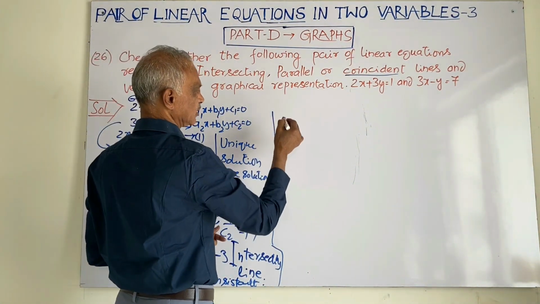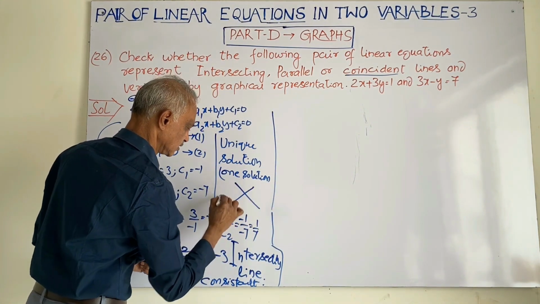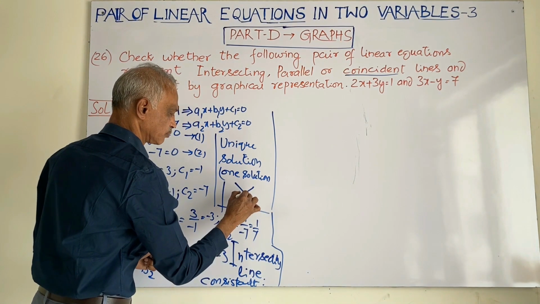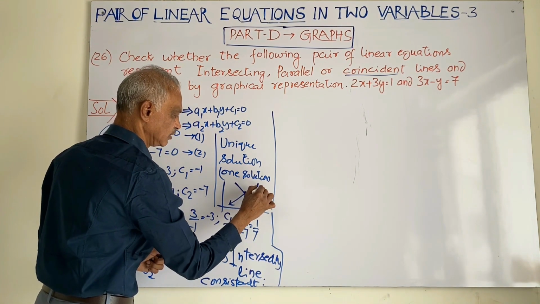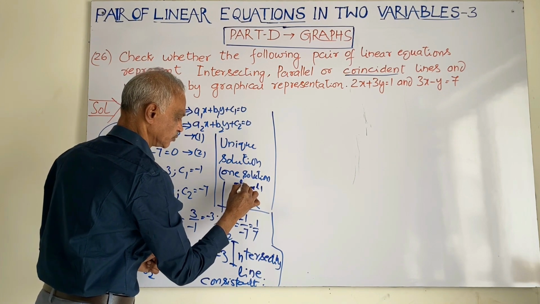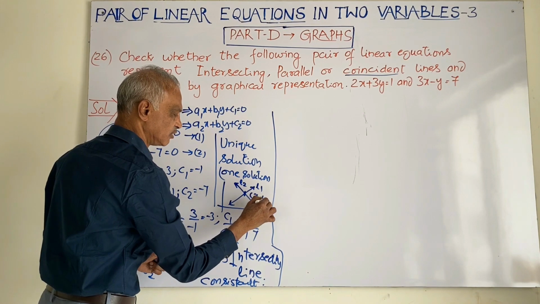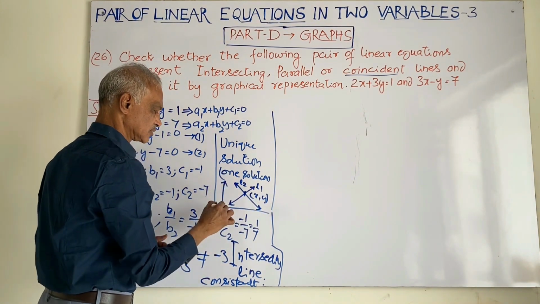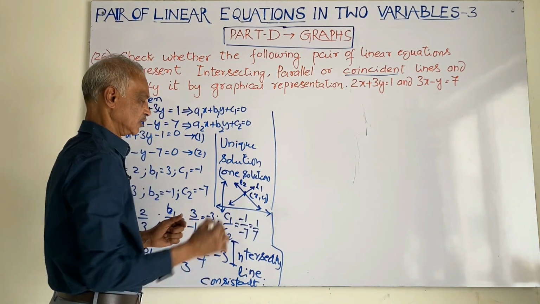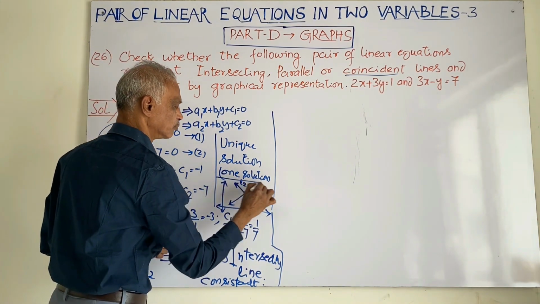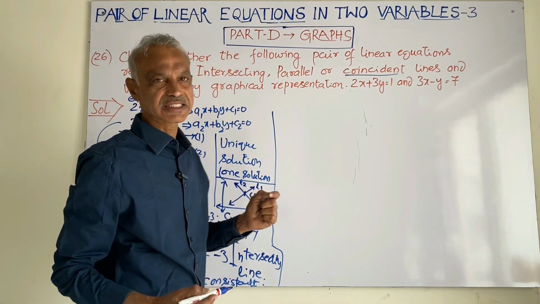What is the rough diagram for intersecting lines? It is a graph of intersecting lines. This is the intersecting point. These are L1 and L2. They intersect at only one point. It is in the form of XY. This is the y-axis and this is the x-axis. They intersect at only one point.